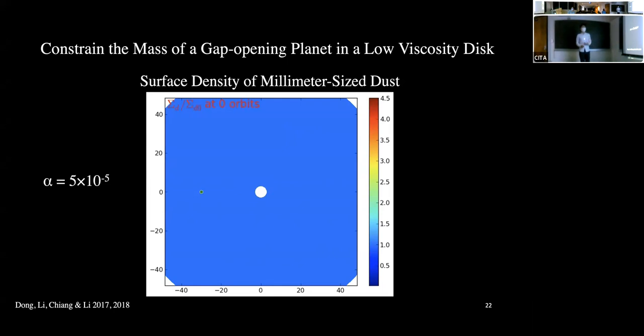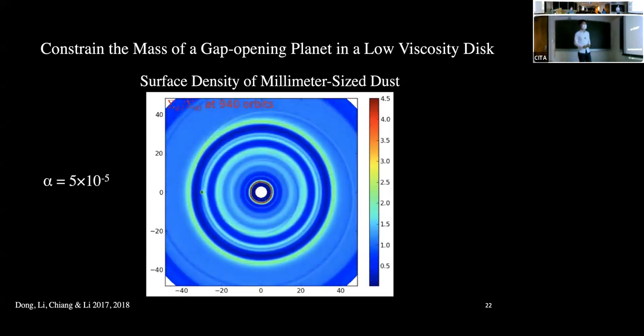How do we constrain the mass of a planet that is able to open multiple gaps in a low viscosity environment? This movie will show us the surface density evolution of millimeter-sized dust particles in a disk perturbed by a planet. This simulation has a low viscosity. Alpha is 5 times 10 to the minus 5. Again, we're going to be in a frame in which the planet doesn't move.